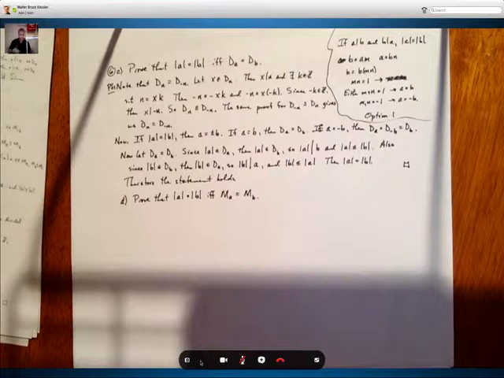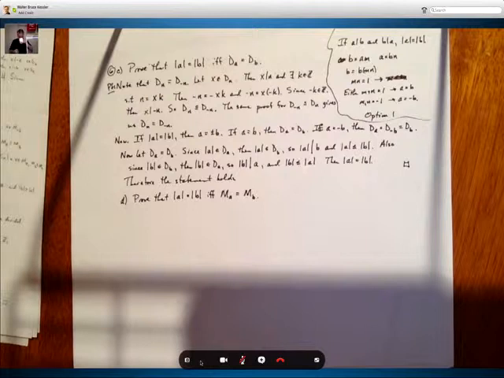I don't know if that's easier or simpler than the option 1 route or not, but it's the way I did it, and it's a different way of doing it, so I'm just giving you a heads up. You can do it different ways.